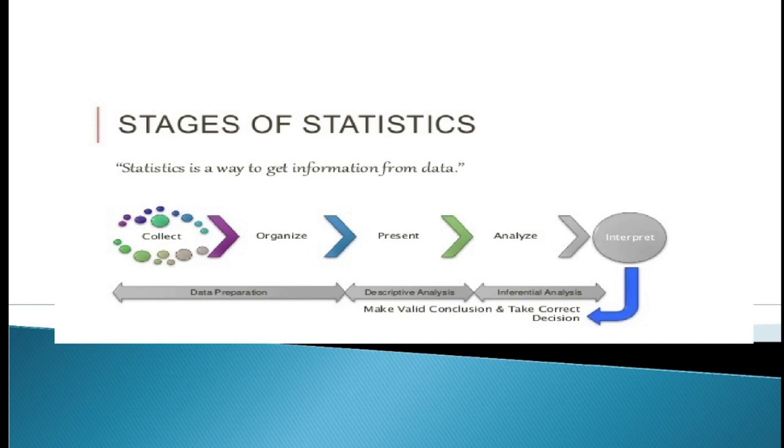So next we are going to enter into the part of statistics. So here come the various stages of statistics: collect, organize, present, analyze, and then interpret, make valid conclusions and take correct decisions. So the first category, collect and organize, will give us the data preparation stage. Then presentation is descriptive analysis, then analyze is inferential analysis. So let's see them one by one.